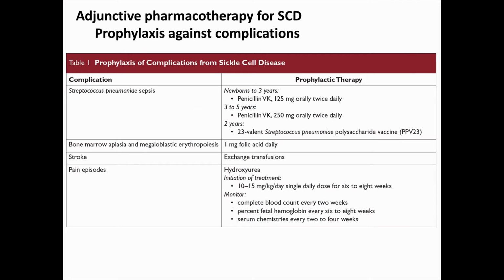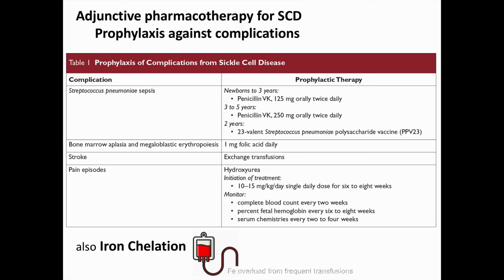In addition to the more specific treatments for sickle cell disease previously discussed, there are other adjunctive drug therapies that are commonly used. This table shows treatments used as prophylaxis against complications, such as empiric antibiotics against streptococcus and polyvalent strep immunizations in young children, folic acid supplementation, and some patients with sickle cell disease get iron overload from having frequent blood transfusions, which can be mitigated by iron chelation therapy.